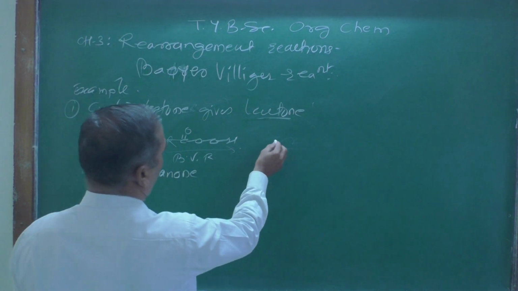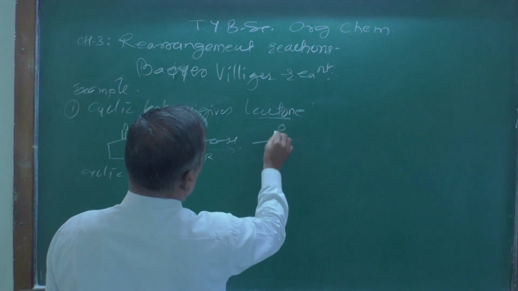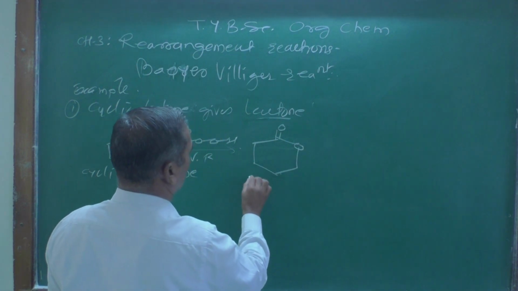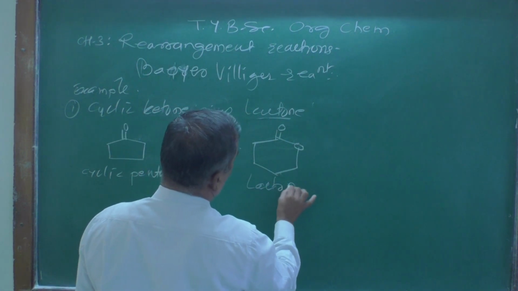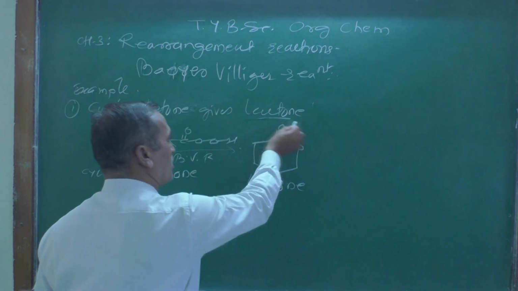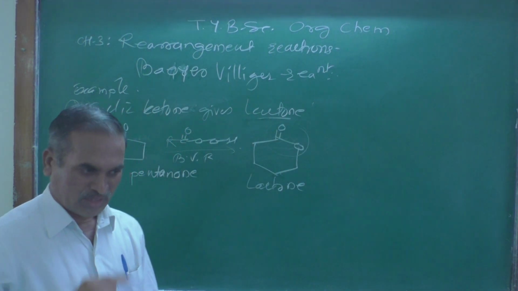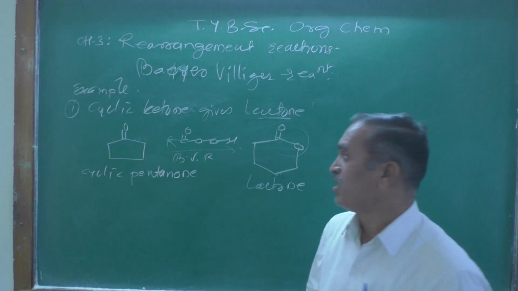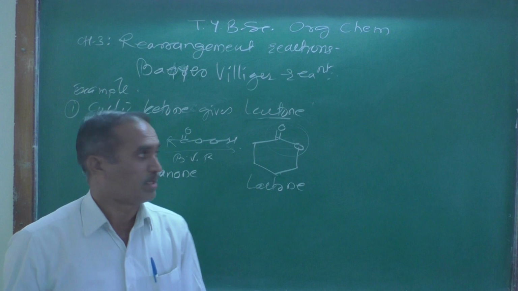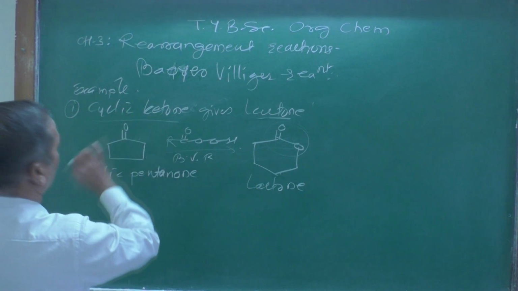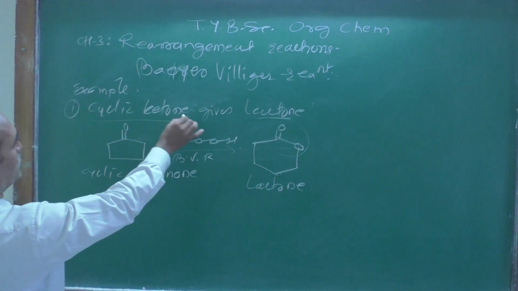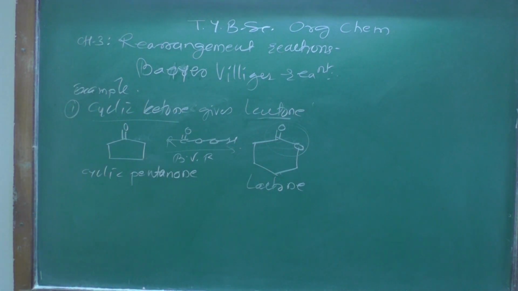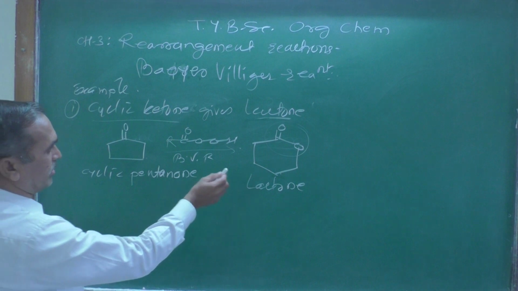So we can call it, and so here we are going to get the product, which is this one, and this is known as a lactone. The cyclic ester, where the ester is involved in a cyclic form, and therefore this is known as a lactone. Here this point clearly indicates that a cyclic ketone gives a lactone. Now see here how we get that lactone.